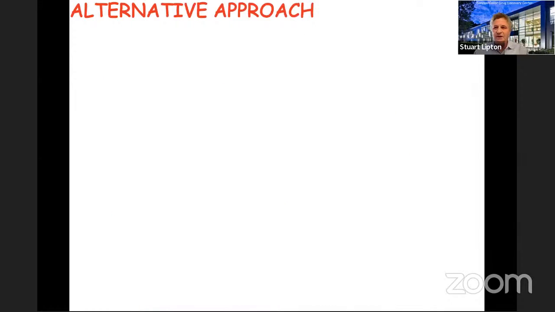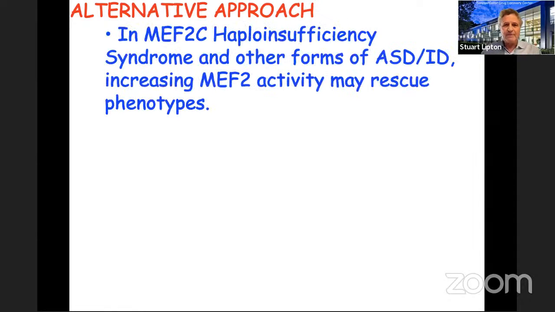Let me now turn to this MEF2C approach, which we're very excited about, and which the Brain Foundation and the MEF2C Association have been funding recently in the lab. And so I mentioned that obviously in MEF2C haploinsufficiency, one copy of the gene is missing or has a deletion or is somehow not working, but there's one allele, the other copy of MEF2C that's still there. Perhaps we could overstimulate that and compensate.